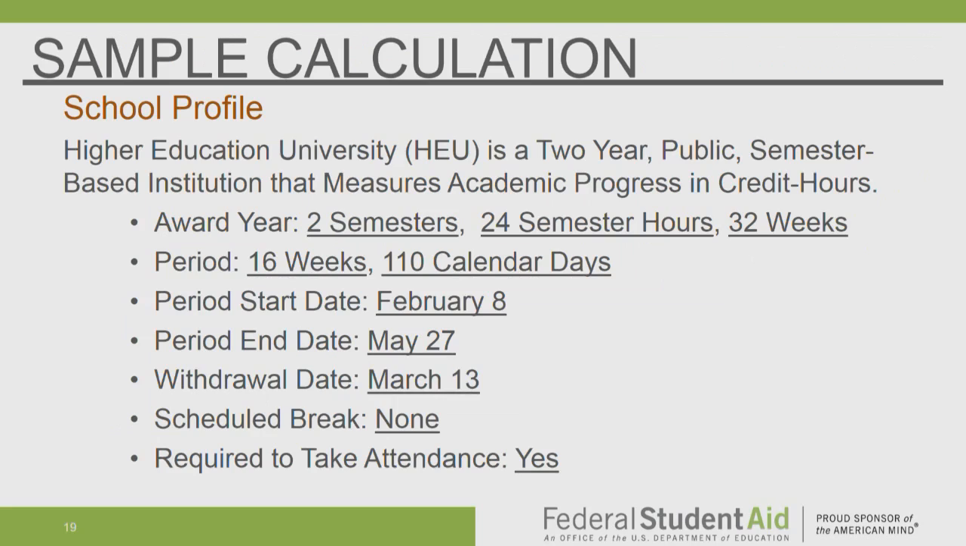Now, are you ready for a calculation? Let's do a calculation for this higher education university which has a 2-year program. They measure academic progress by credit hours. Award year is 2 semesters. Period start date is February 8th and end date is May 27. Withdrawal date is March 13. Scheduled break is none. Required to take attendance is yes.